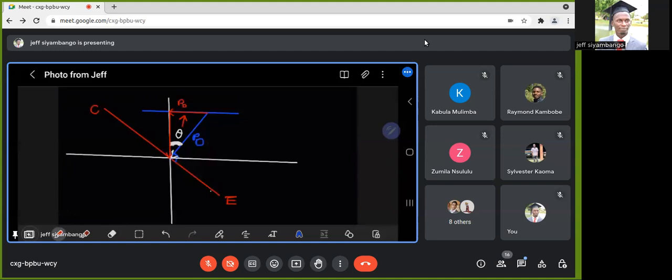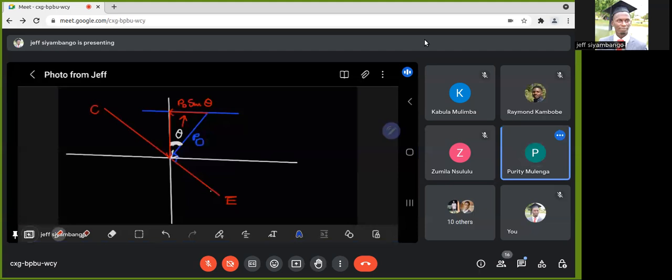Sir, may I please ask a question? Go ahead. Why are we calculating the angle for the perpendicular distance PD? Why didn't we just sum the forces in the x and in the y to find the distance?